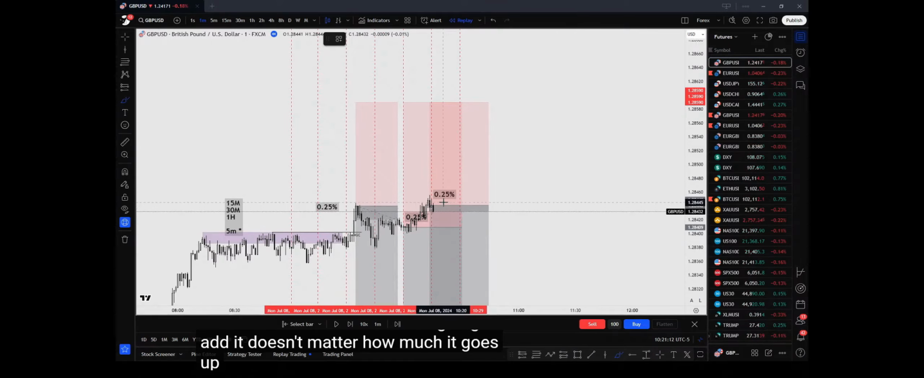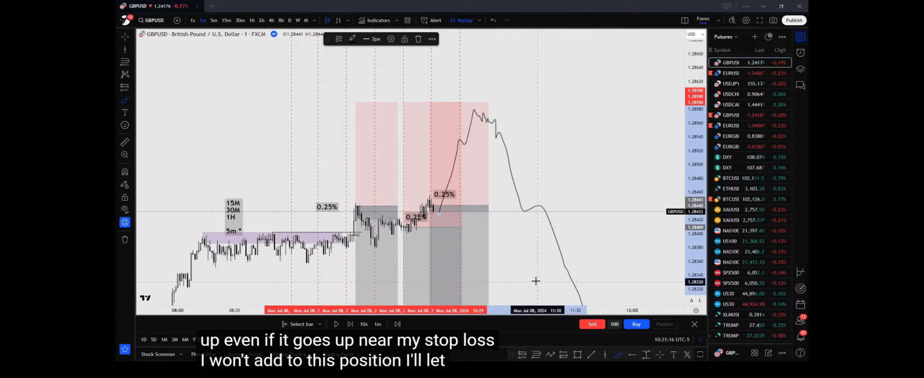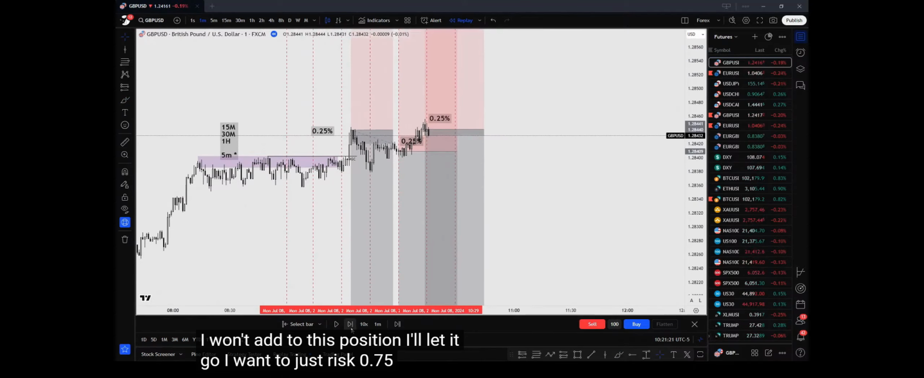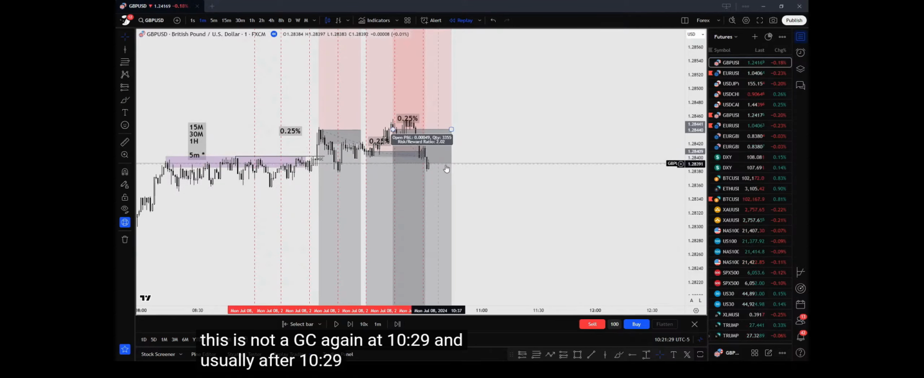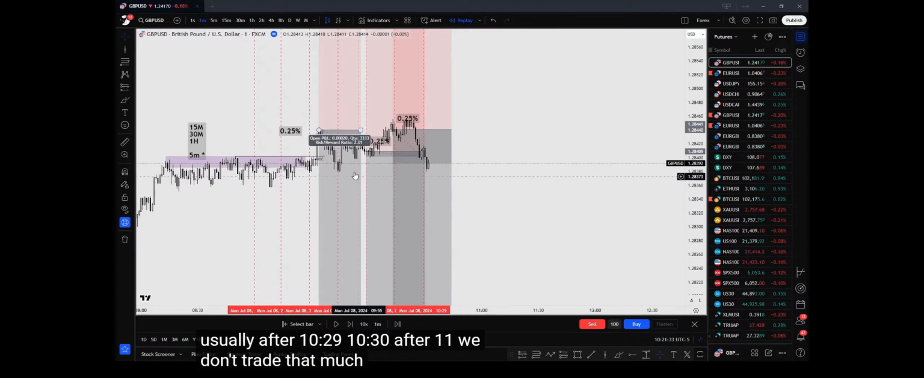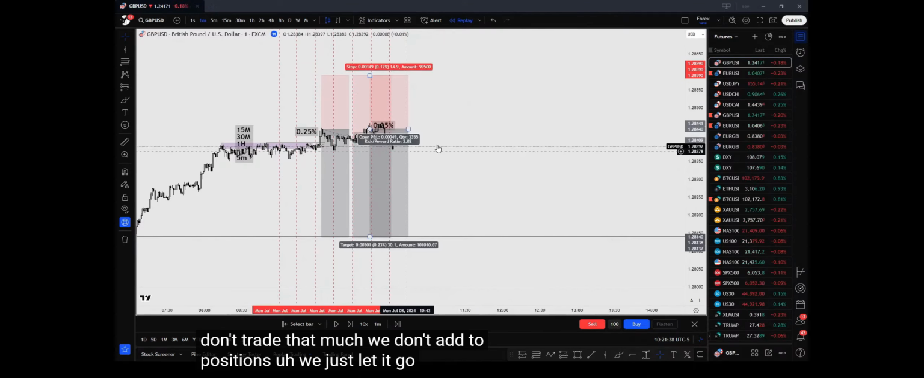So this is the most that I'm going to add. It doesn't matter how much it goes up. Even if it goes up near my stop loss, I won't add to this position. I'll let it go. I want to just risk 0.75. This is not a GC again at 10:29, and usually after 10:29, 10:30, after 11, we don't trade that much. We don't add to positions. We just let it go and do its thing.